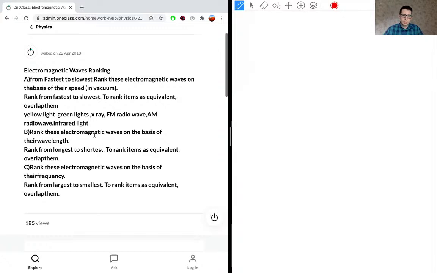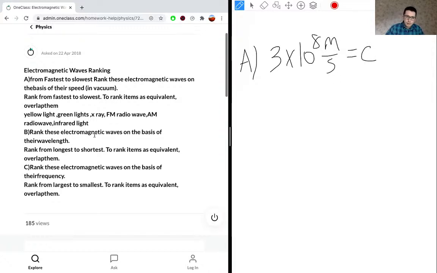So it would be nice to draw the electromagnetic wave spectrum. But for question A, one thing to note is that for all electromagnetic waves, the speed will be just the speed of light because it's in a vacuum. So it'll just be 3 times 10 to the 8 meters per second. And this is just c, which represents the speed of light. For B, however, we'll draw out the electromagnetic wave spectrum because we're ranking them based on wavelength, and then for C, we rank them based on frequency. So we have to do wavelength in part B and frequency in part C.